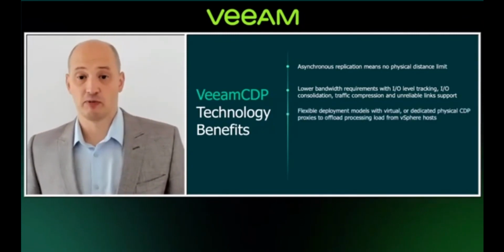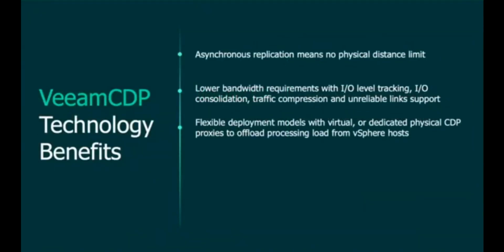We provide flexible deployment models, so the Veeam CDP proxies can be virtual, in a VM running on your source and target hosts, or you can actually have dedicated physical CDP proxies if it's a large environment and you really want to take off the additional processing load that's caused by CDP proxies from your vSphere hosts, not to impact your production workloads, right? Then you can have the dedicated physical CDP proxy connected directly into ESXi hosts and pulling the data like that.